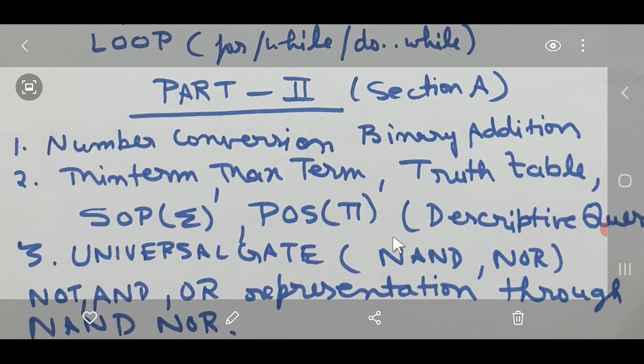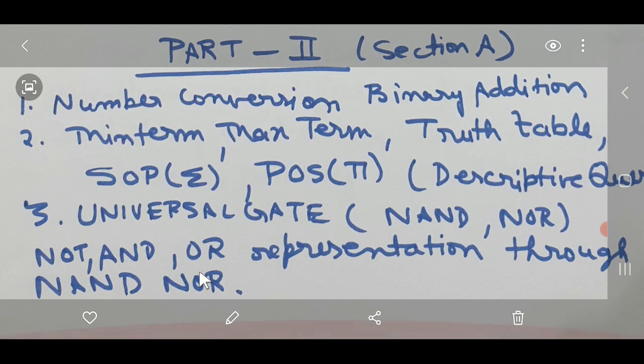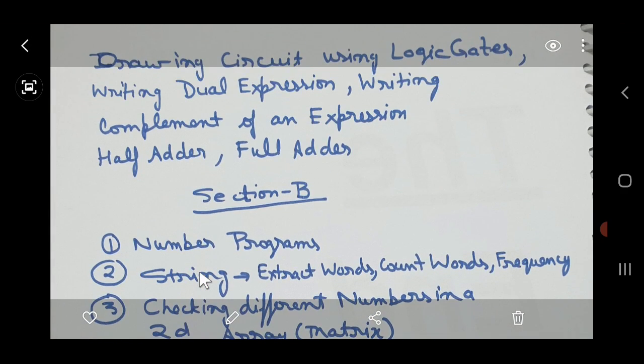After that, students, we have the concept of universal gates, that is NAND and NOR. How AND, OR, and NOT can be represented through NAND only, or NOR only, right? That is important, students. After that, we have drawing circuits using logic gates, writing the dual of an expression, meaning any expression is given and you have to write its dual, and then writing the complement of an expression. Whatever expression is given, you have to write the complement. For the complement, you'll definitely use De Morgan's law. You've already done all these things.